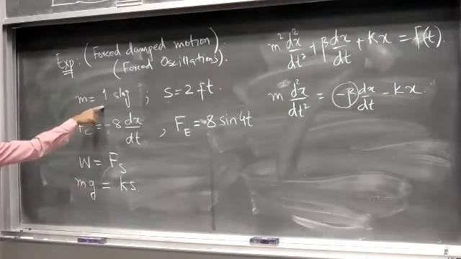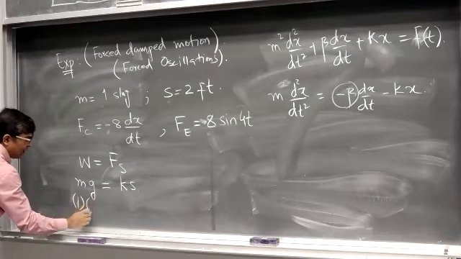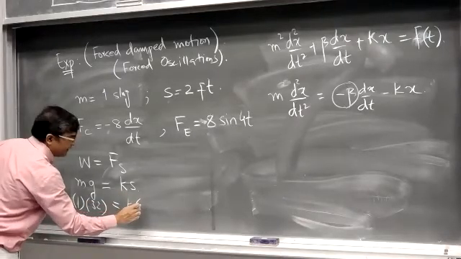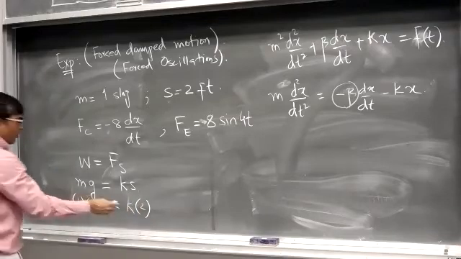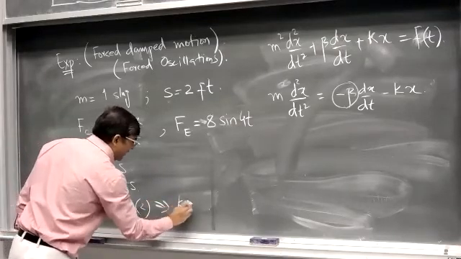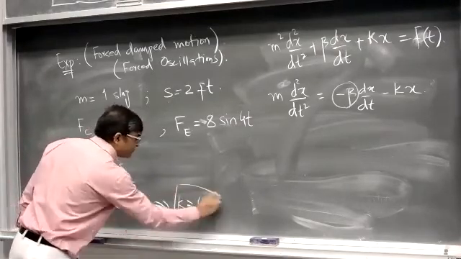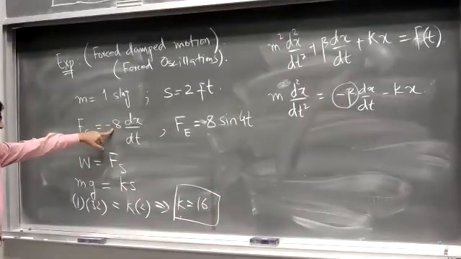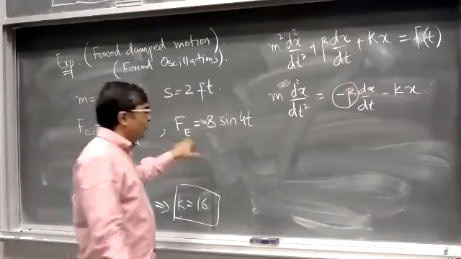Because M is 1, G is 32, and S is 2. So what is the value of K? Value of K is 16. We already have the value of beta, and we have an external force.